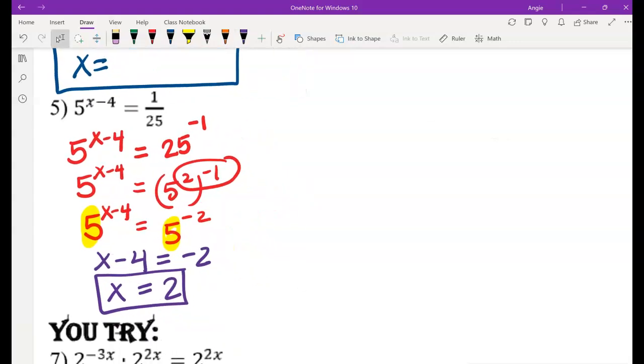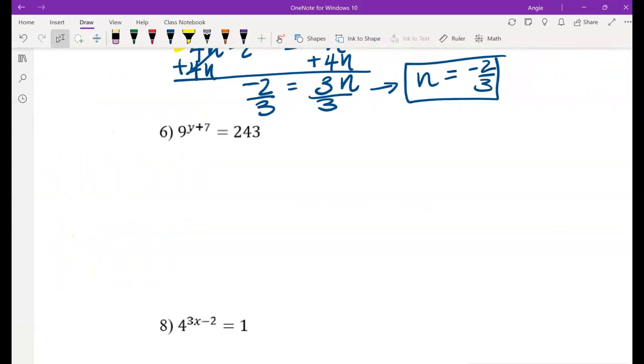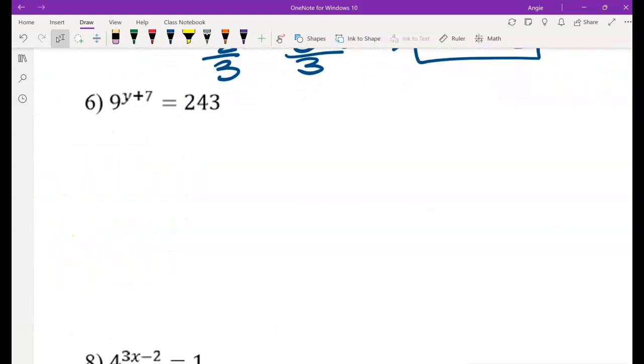Let's move on to this one. Example 6. 9 to the power of y plus 7 equals 243. So currently, let's break down 243. Remember, we know that's not divisible by 2 because it's an odd number.